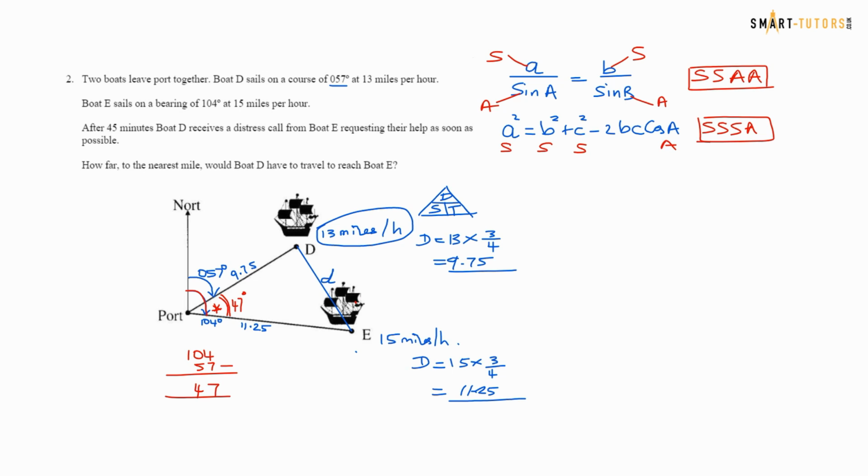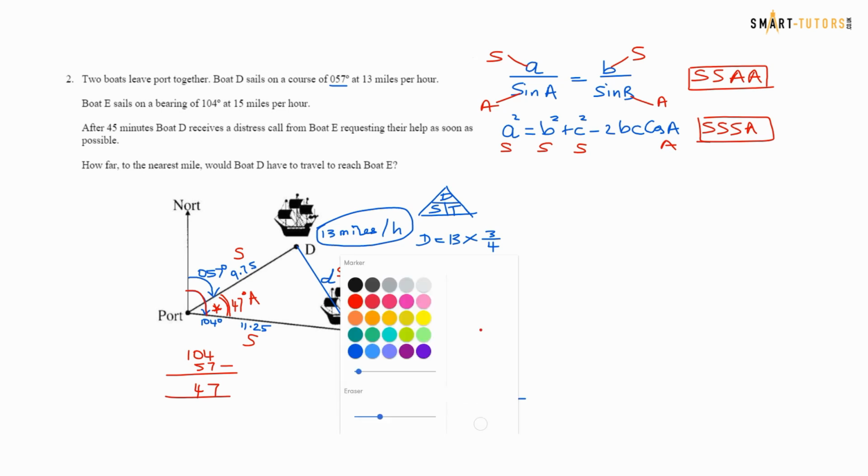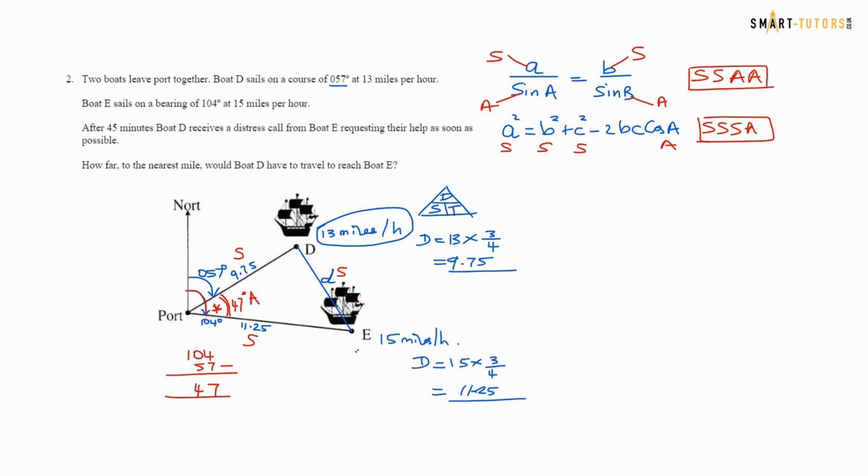So in this question, 9.75 is a side, 11.25 is a side, D is a side, and 47 is an angle. So 3 sides and 1 angle are involved, so it's the cosine rule. That's how you determine which equation to use to solve this problem. The rest is easy. Once you have identified which equation to use, now we're going to use the cosine rule.